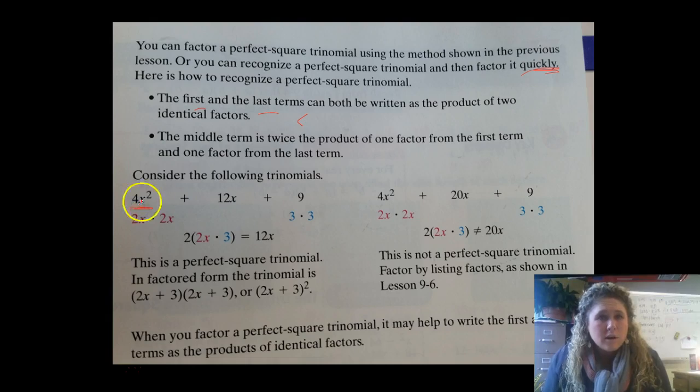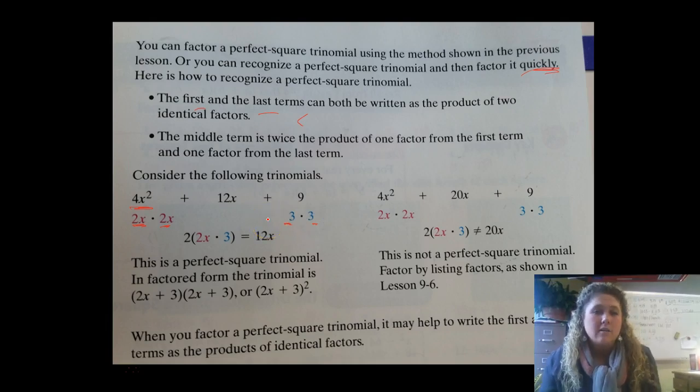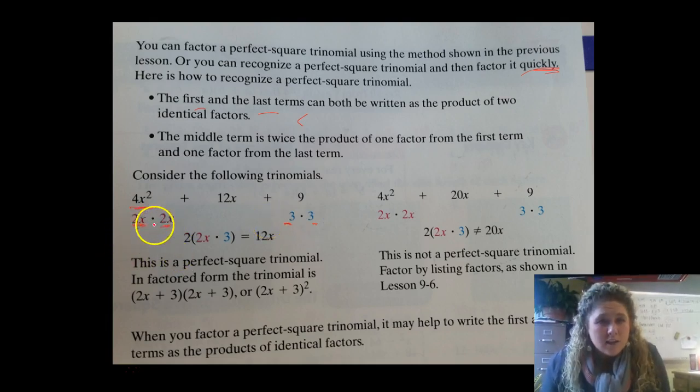Let's start with this first bullet point, looking at the first and last terms. So 4x squared can also be written as 2x times 2x. So that's 1. And then the last term, 9, can also be written as 3 times 3. Notice that these are identical, which is what we're looking for, something that we can square. So really this is going to be the same as 2x squared, which is that a term. Here it's going to be the same as 3 squared, which is my last term, that b term.